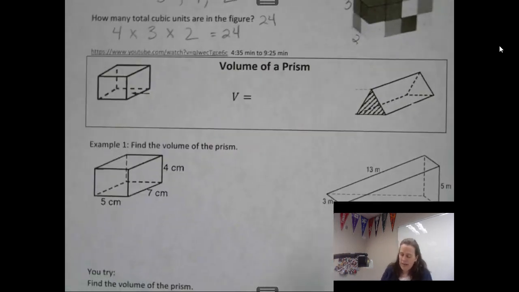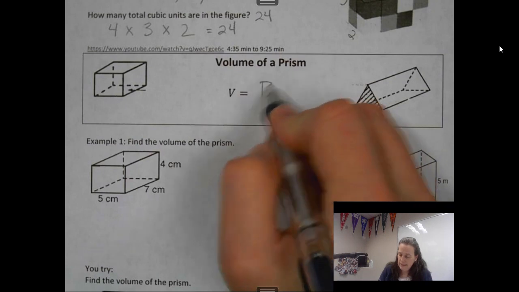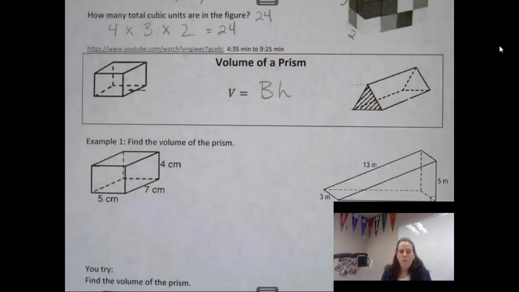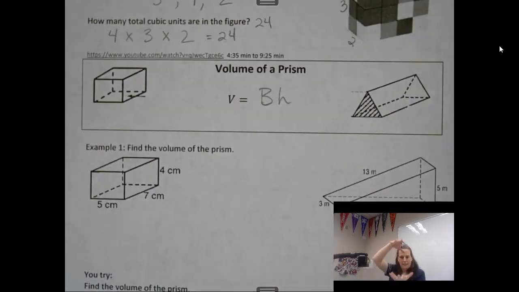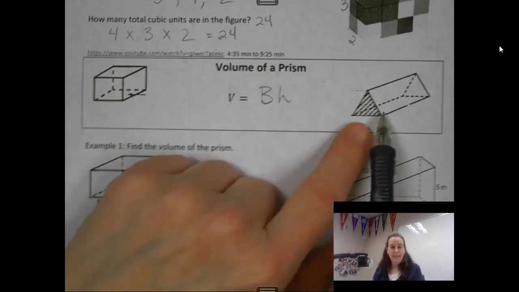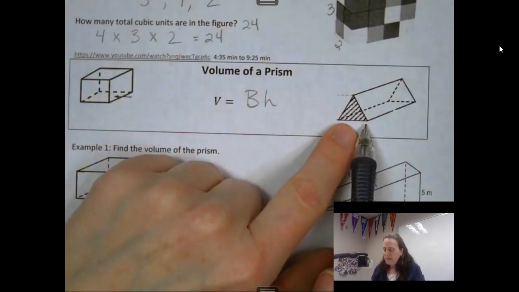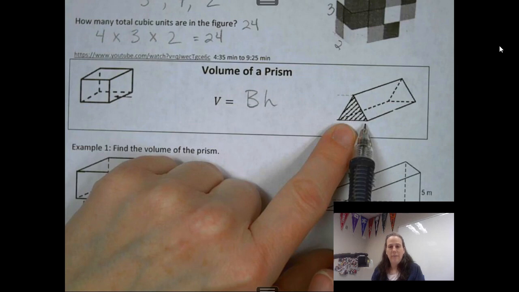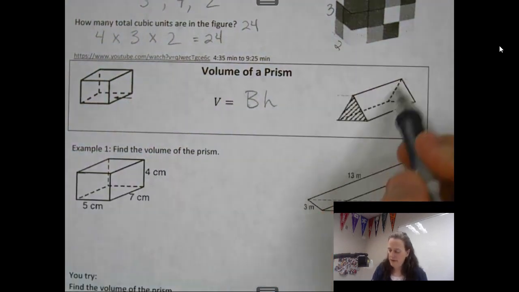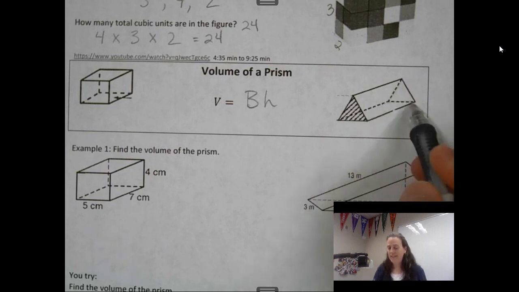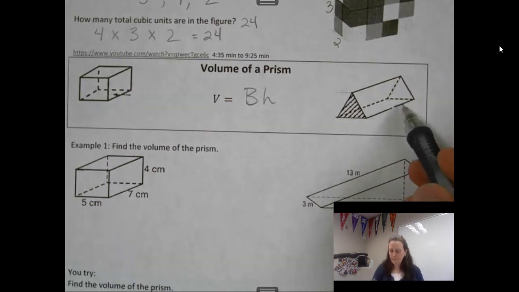Volume. To find the volume of a prism, we need the base, and we multiply that by the height. So remember, with a prism, there's a matching base at the top and the bottom. They're parallel, and they're exactly the same shape, size, surface area, everything should be exactly the same. So when I look at this one, what 2 sides are matching and parallel? Well, here's a triangle right here. And then on the other end is the parallel triangle. This is a triangular prism.